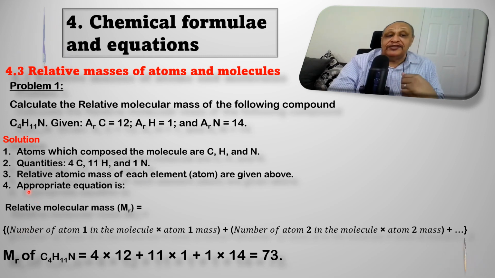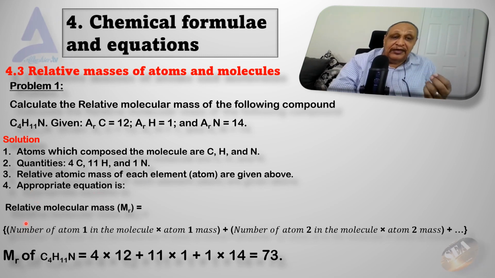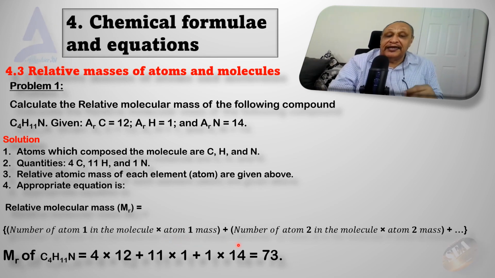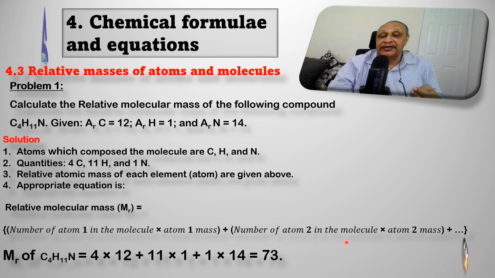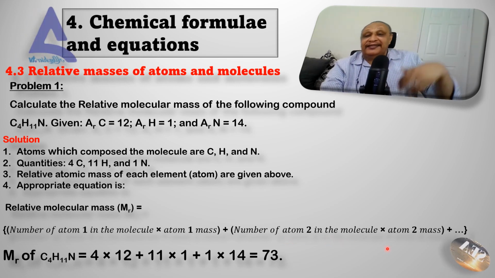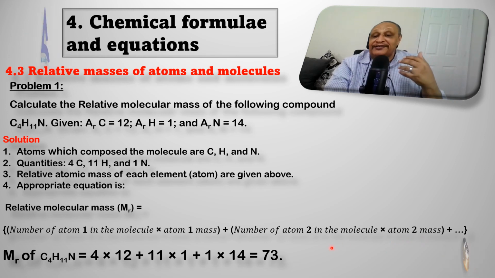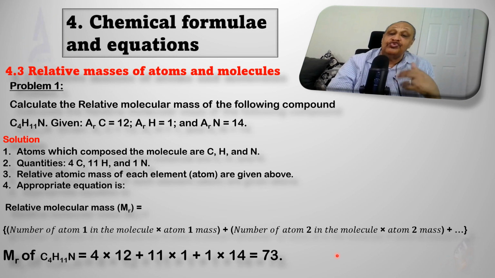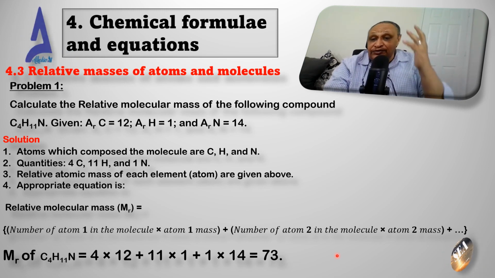Now I'm going to use the appropriate equation, which says relative molecular mass, Mr, equals the number of atom 1 in the molecule multiplied by atom 1 mass, plus the number of atom 2 in the molecule multiplied by atom 2 mass, and so on.